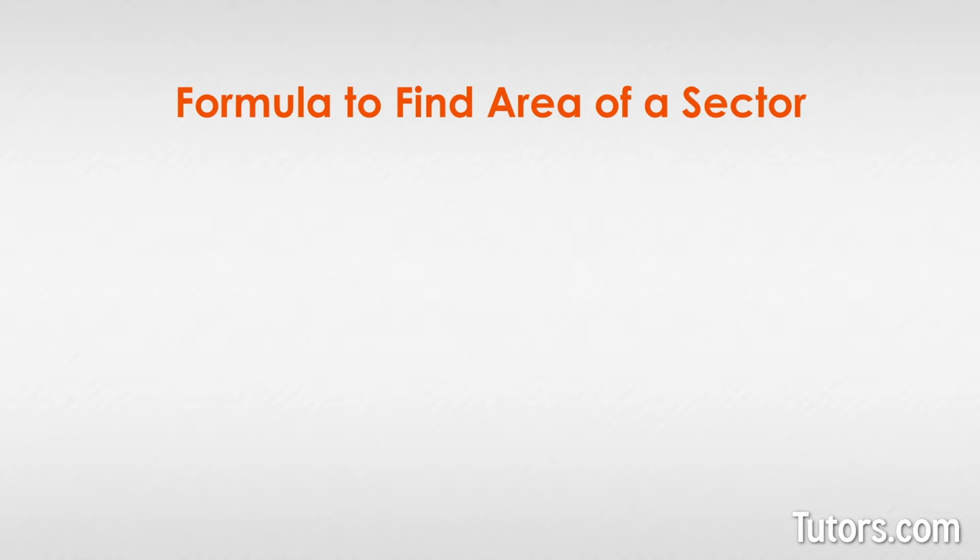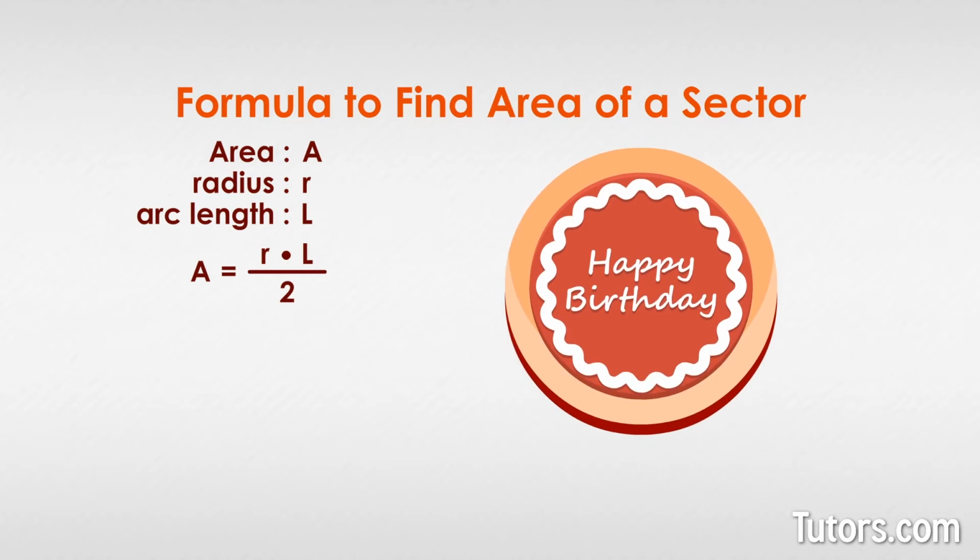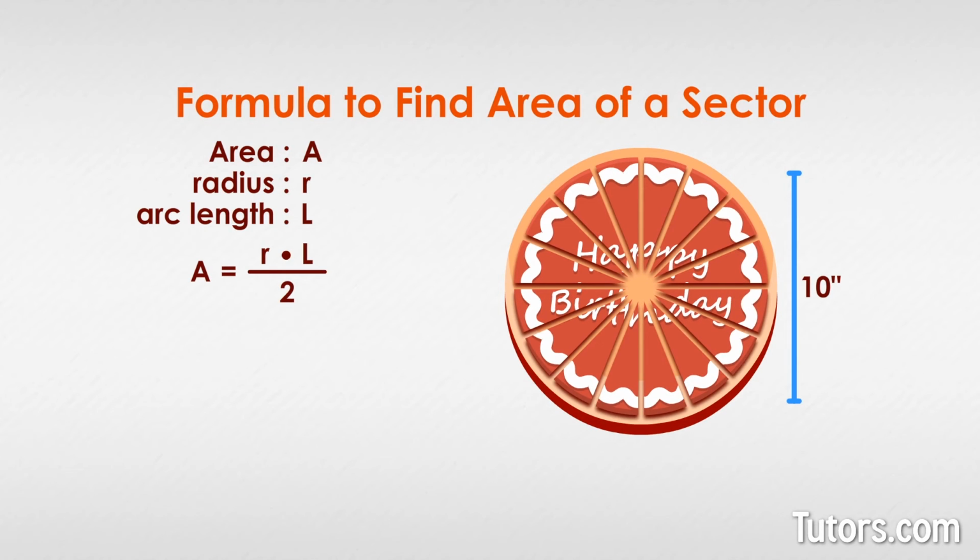You can also find the area of a sector from its radius and its arc length. The formula for the area A of a sector with radius r and arc length L is A equals r times L divided by 2. Here is a birthday cake, 6 inches tall with a diameter of 10 inches. You can cut it into 16 even slices. How many square inches of the top of the cake does each person get? Each slice has a given arc length of 1.963 inches.